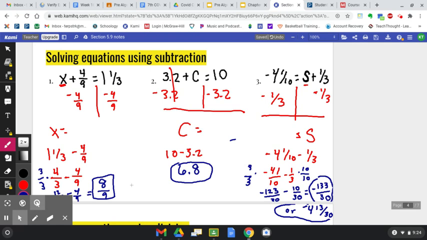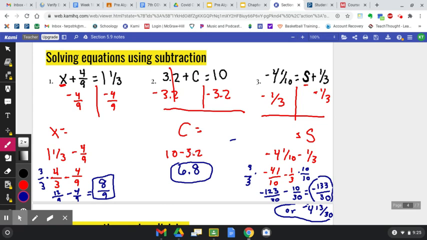All right, let's see how you did. In number 1, 1 1/3, in order to subtract, I changed that to 4/3. Common denominator, right? The least common denominator would be 9, so I times this first fraction by 3. I got 12/9 minus 4/9, which gave me 8/9.